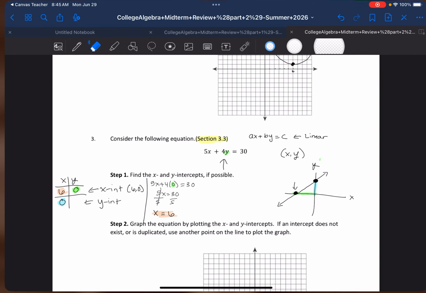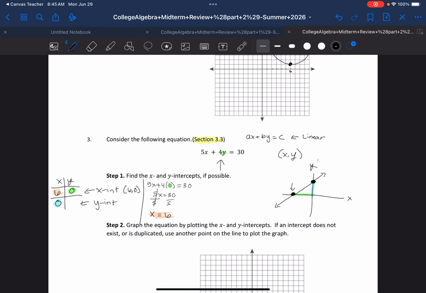This was just an example, by the way. This is not the drawing of this line. This is just an example to show you what the x and the y intercepts are.